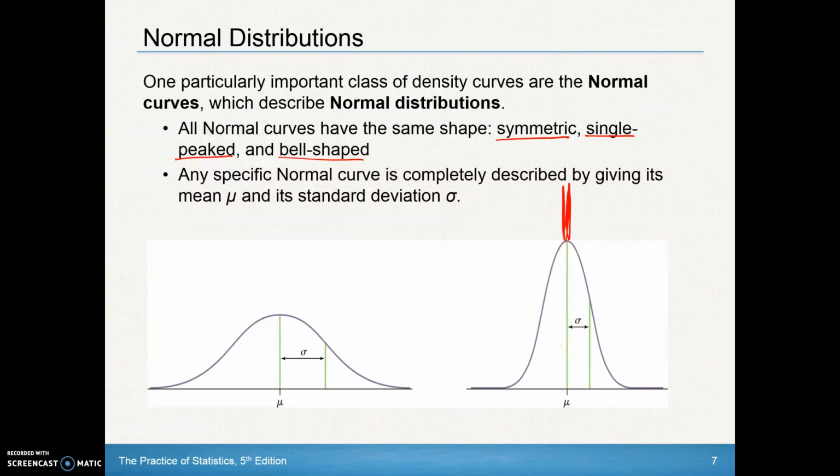So any specific normal curve is completely described by giving us its mean, mu, and its standard deviation. So when I want to describe a normal distribution, I'm always going to talk about its mean and its standard deviation.